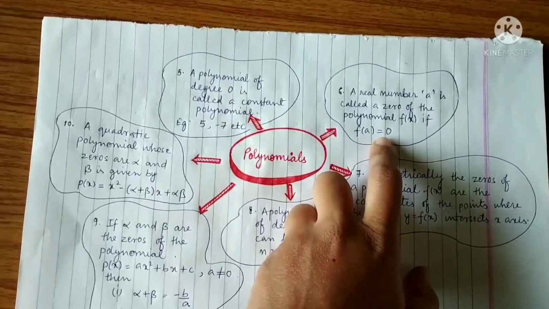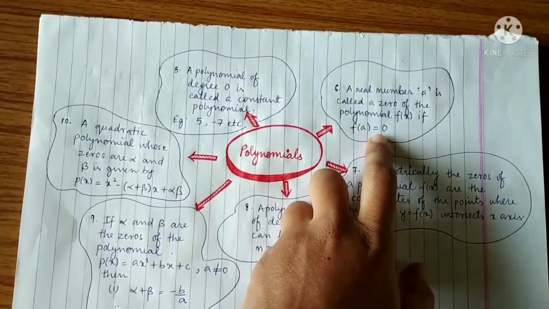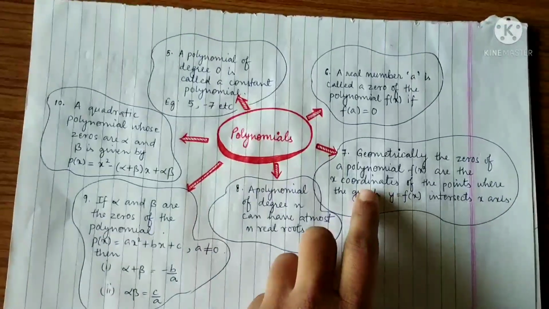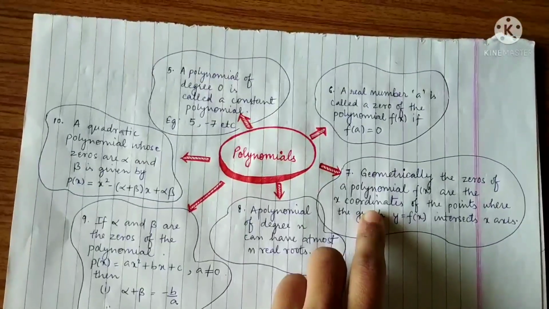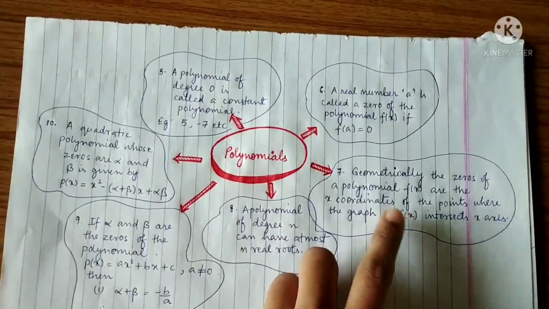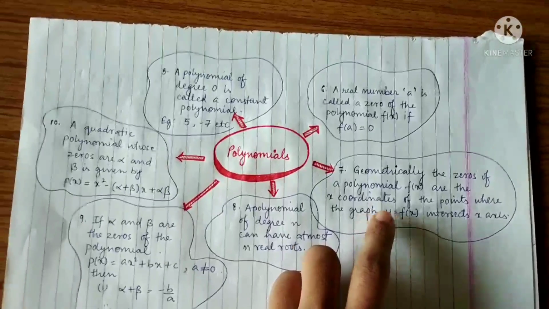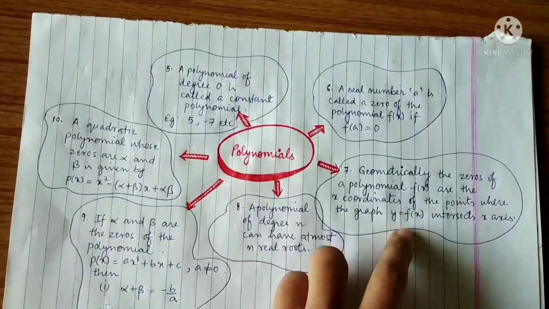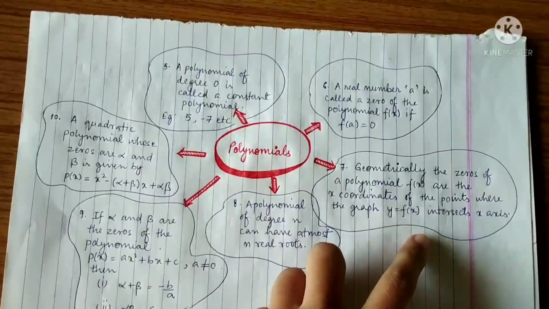So a real number a is called a zero of the polynomial f of x if f of a equals 0. Moving further, what is the geometric meaning of the zero of a polynomial? Geometrically, the zeros of a polynomial f of x are the x coordinates of the points where the graph of the function y equals f of x intersects the x axis.